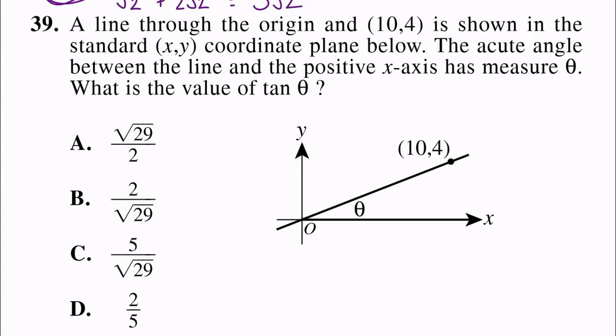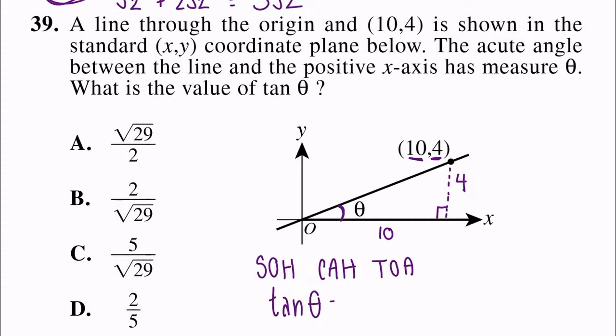So if we were to turn this into a right triangle, we know that our side length on our x-axis would be 10 because we go over 10 and then we go up 4. So our side length for this side would be 4. Now, we know that we are looking at tangent of this angle right here, theta. And if we remember our SOH CAH TOA, we know tangent of theta is equal to opposite over adjacent.